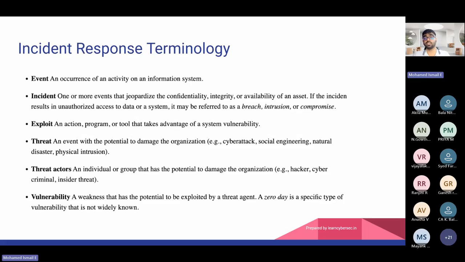Next, incident: one or more events that jeopardize the confidentiality, integrity and availability of an asset. If this incident results in unauthorized access to data or a system, it may be referred to as a breach, intrusion, or compromise. In the same example, now Mango Private Limited found that a number of events disturbed the availability of the data. Now the hacker took the data and encrypted it. Now the data is no longer available for regular purposes, right?